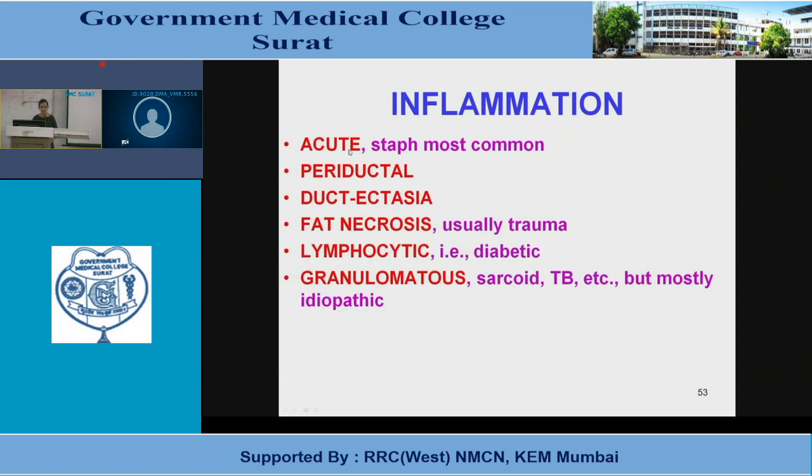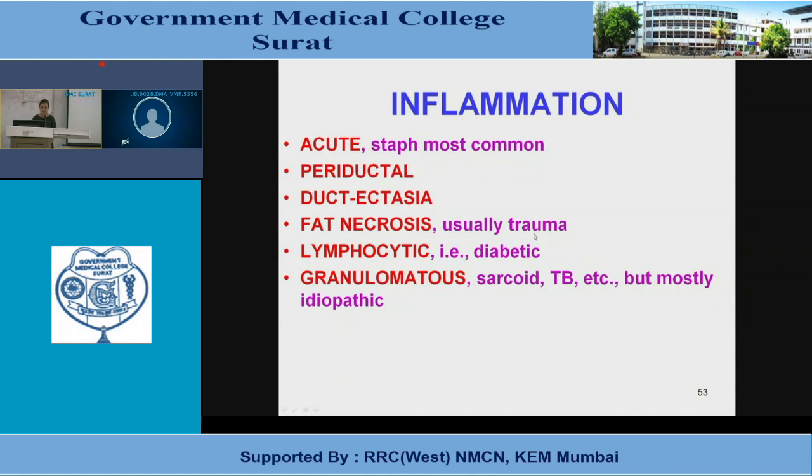Inflammation. The common one is the acute inflammatory change, which is known as acute mastitis. Staphylococci is the most common organism causing it. Then there is periductal inflammation. Periductal inflammation is usually not acute, it is mostly of the chronic type and has lymphoplasmacytic infiltrate. Then there is duct ectasia, that means dilatation of the duct with filling of material within it. Then there is fat necrosis, which usually occurs due to trauma.